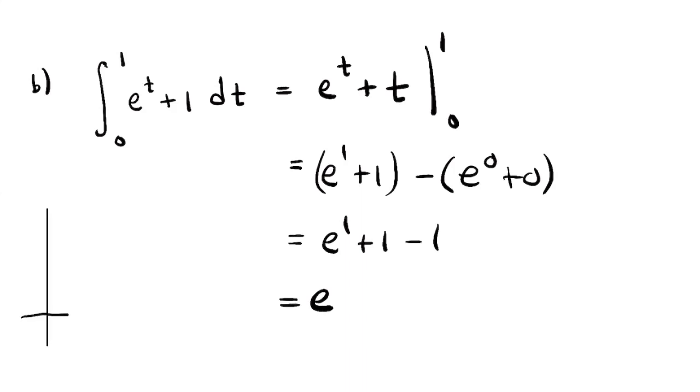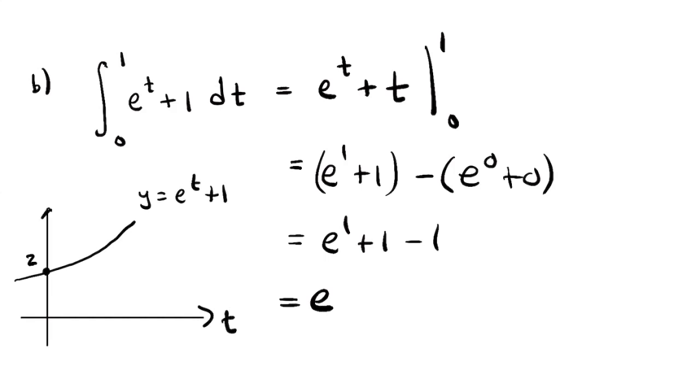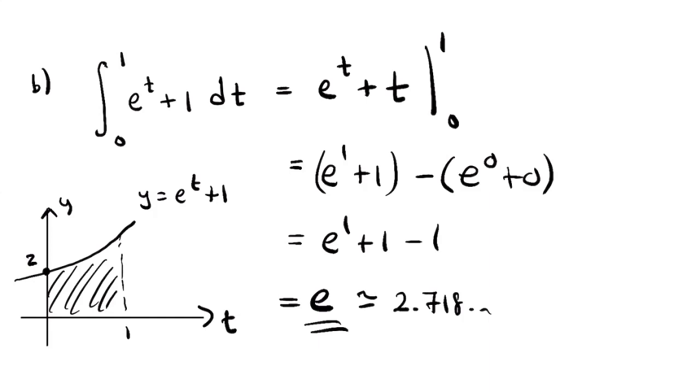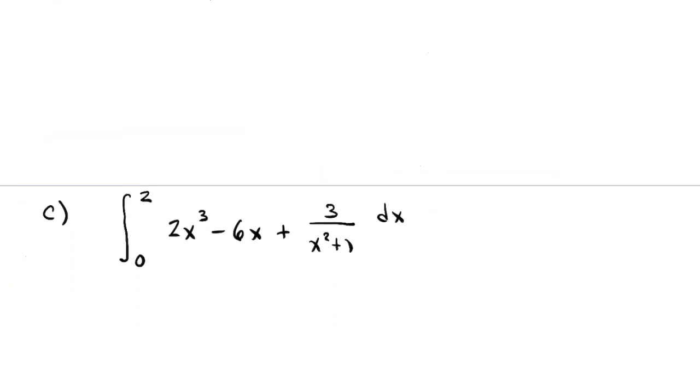I can graph this function without Desmos. E to the t plus 1 looks like the exponential graph shifted up by 1 unit. So that would be the y-intercept 2. That's my t-axis. Okay, we went out to t equals 1. So we just computed that area. That area is exactly equal to e, or approximately, what is a decimal approximation for e? 2.718 or something like that, but its exact value is e. So I know that's an area because this function is non-negative over that interval. Nice. Let's do one more.